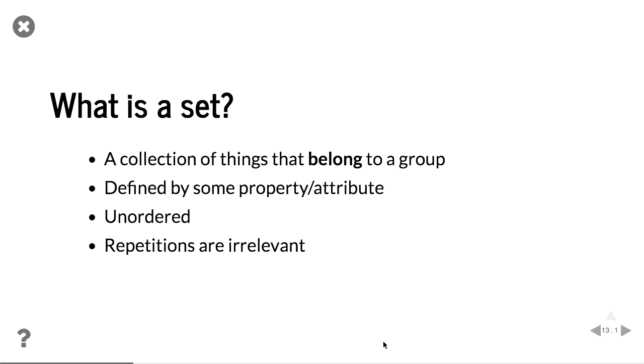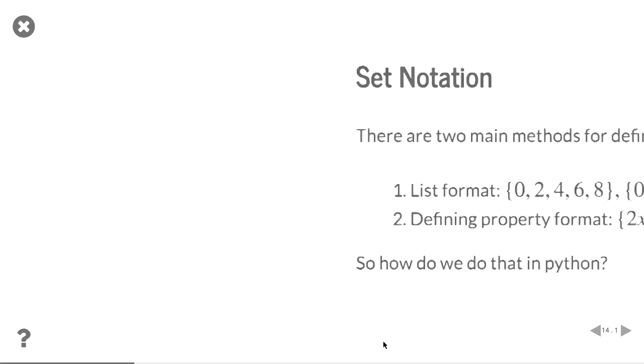So what is a set? A set is a collection of objects that belong to some group. They're defined by a certain property or attribute. The elements of a set are unordered, and we don't care about repetitions within a set.